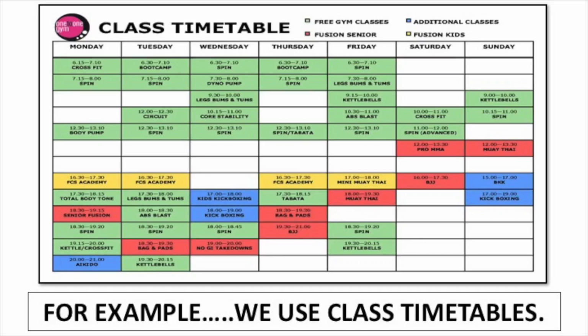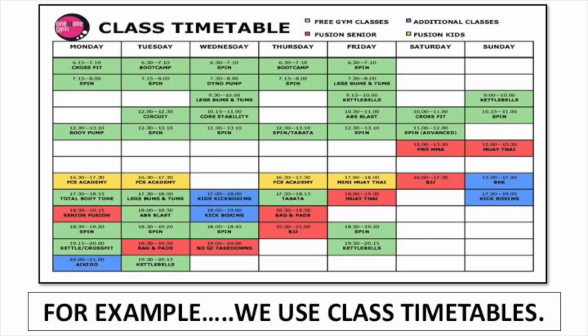This is for a gymnasium where people go to work out. So for example, if you wanted to do body pump, you would need to be at the gym on Monday, 12:30, because that's the time they do body pump. But if you wanted to do Muay Thai, Thai boxing, you can see on Sunday at 12 o'clock is the time for Muay Thai. So the people who want to do the different activities, they use the class timetable to find out when their class is and what time, so that they can be there.